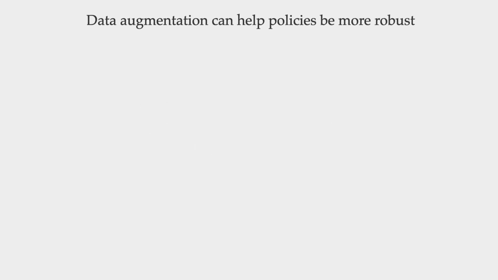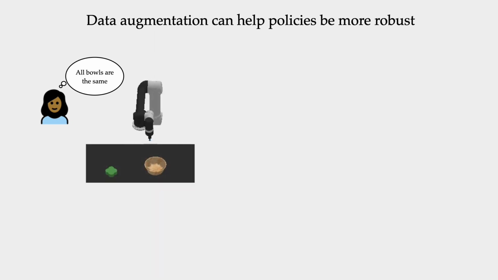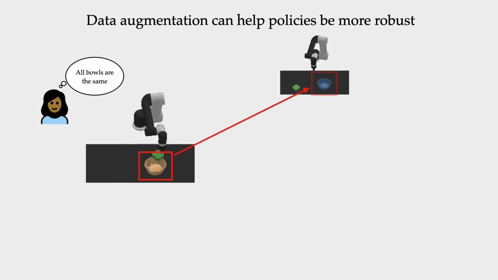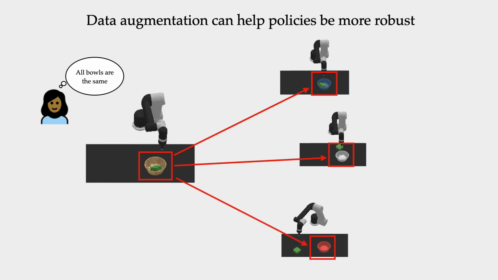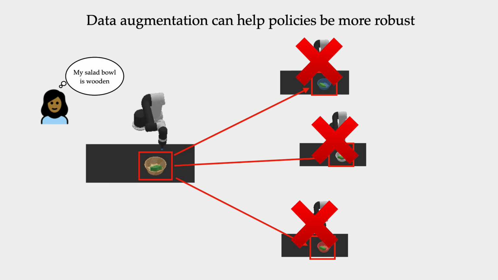Data augmentation is a technique that can help policies be more robust. For example, if the user thinks of all bowls being the same in their home, we can leverage the fact that the bowl texture is an irrelevant concept to then recycle actions that we've already seen before and create many new demonstrations. Unfortunately, if the human thinks of the salad bowl as only being wooden, as is preferred in their home, we would not be able to do such augmentation.